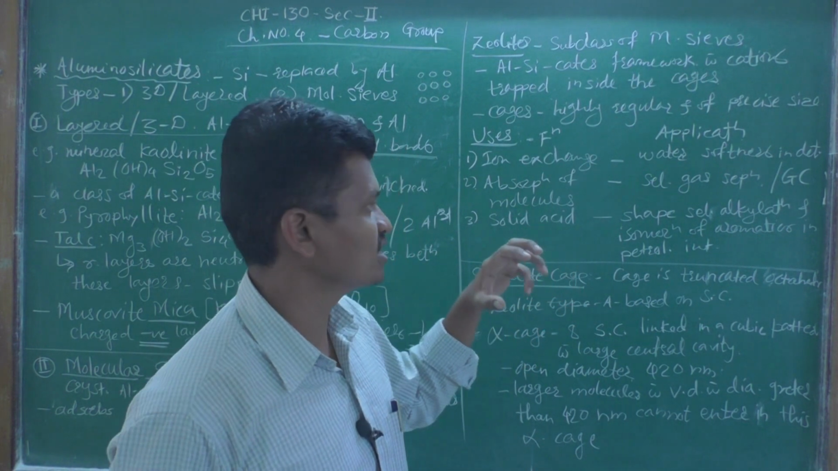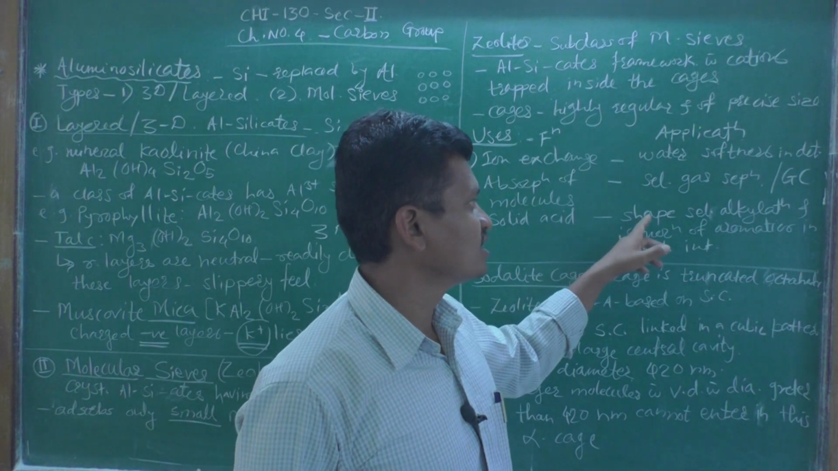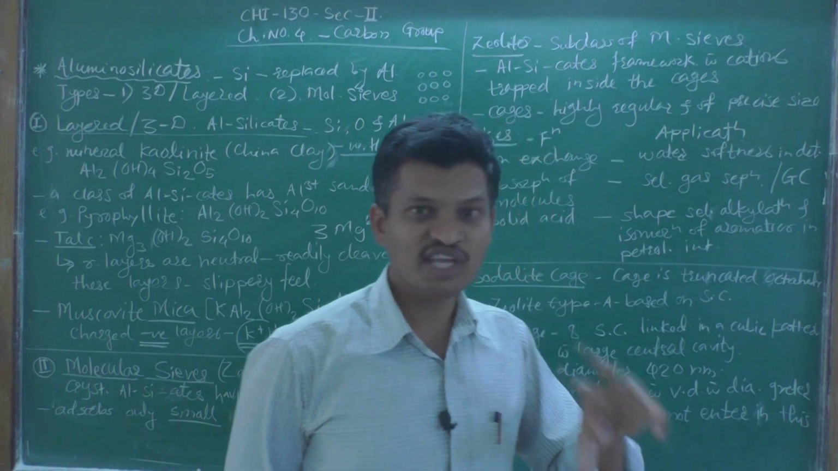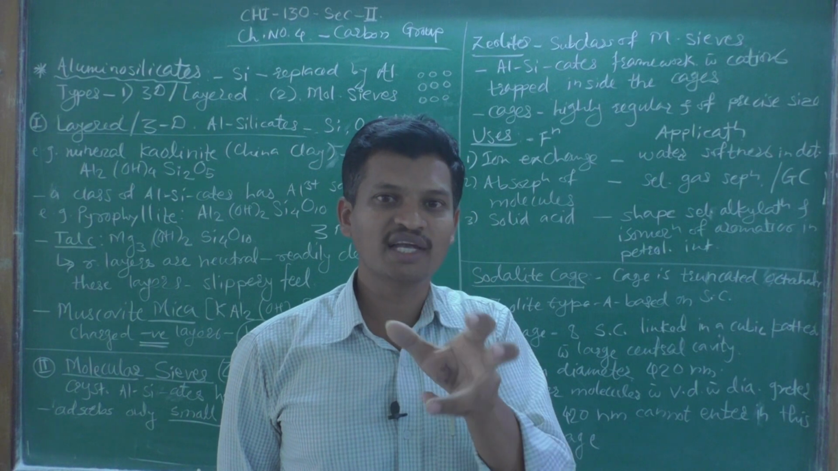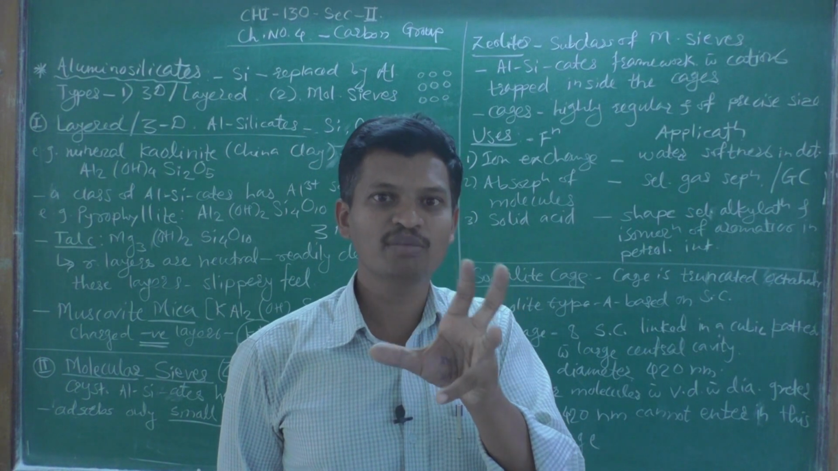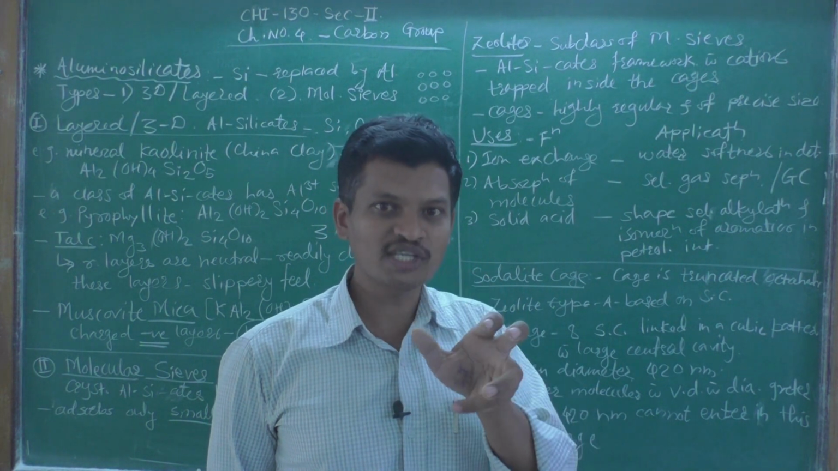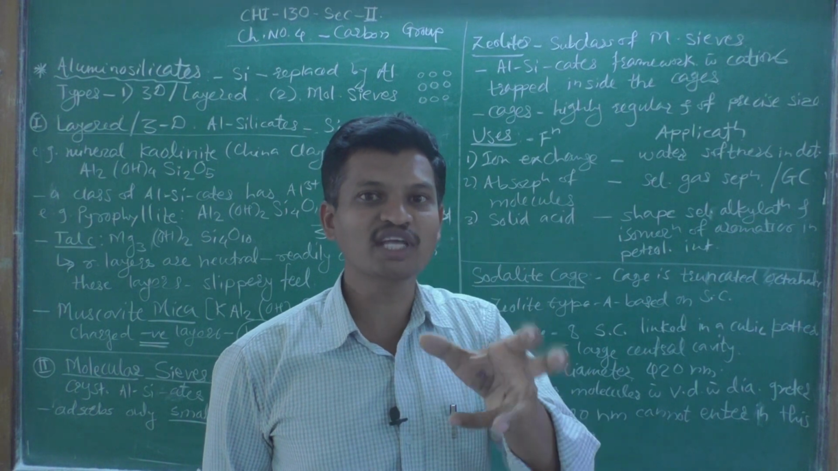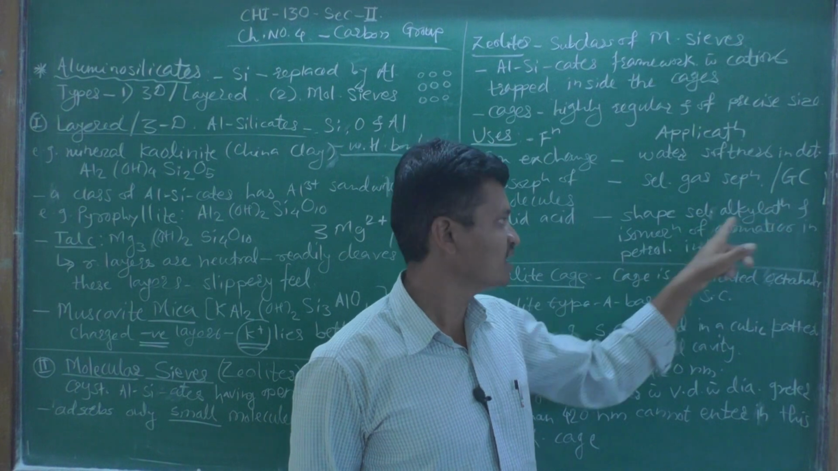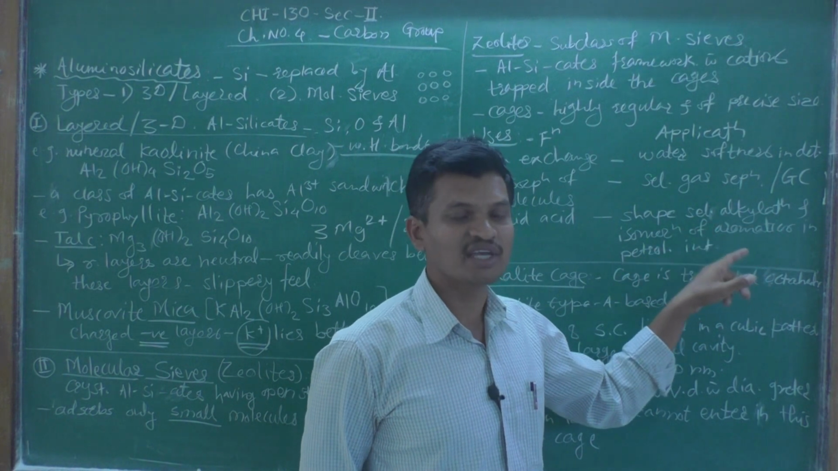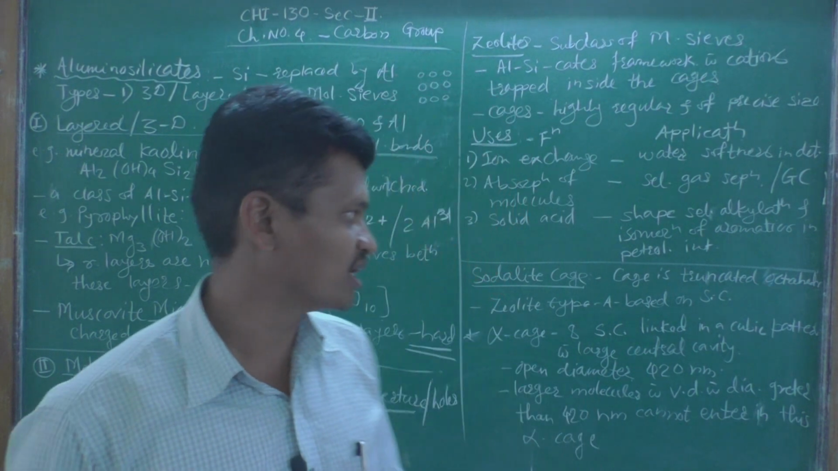Zeolites can act as a solid acid in shape selective alkylation. Shape selective alkylation means only those molecules can be reacted which have a particular shape matching that of the cage of the zeolite. That is why the word shape selective is used, in alkylation and isomerization of aromatics in petroleum and polymer intermediates.